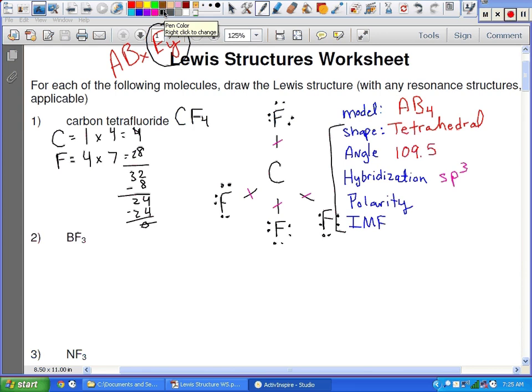Polarity. If all of those F's had a rope tied to that carbon, none of them would win, right? Because all the F's are the same strength. And remember, this is a 3D molecule. That's the reason I've drawn it this way. You've seen me do this enough now to know that. So the polarity is nonpolar.